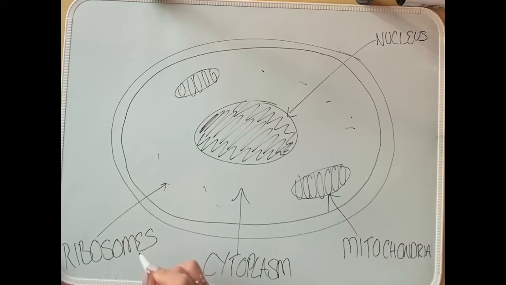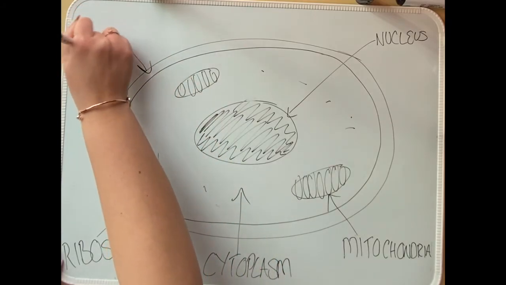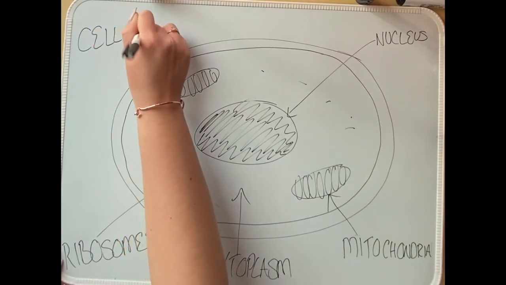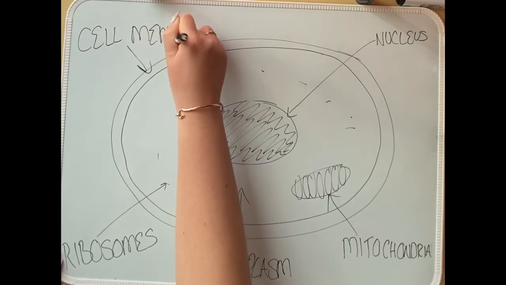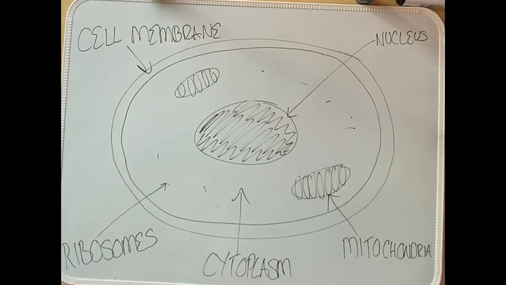And the final organelle in an animal cell that we are going to look at today is the cell membrane. The cell membrane surrounds the cell. It's almost like a bouncer at a party. If you're not on the guest list, you're not coming in. The cell membrane is semi-permeable. That means it only allows certain things in.